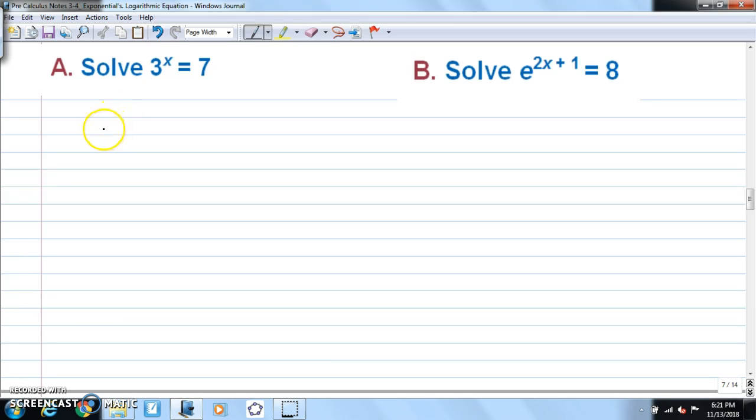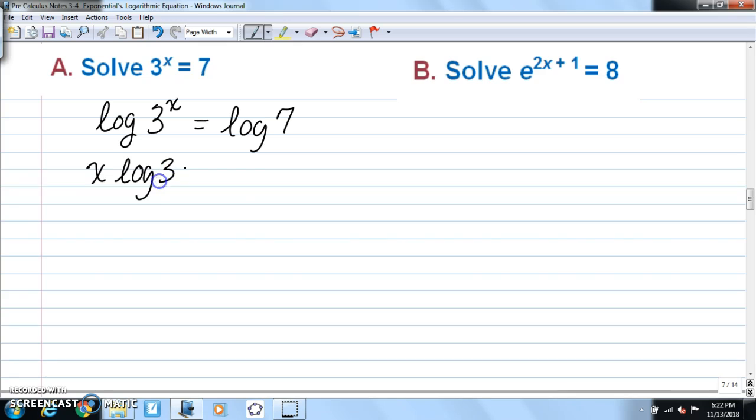It's kind of like multiplying both sides of the equation by the same thing. I can take the log of both sides of an equation here. You're applying the same operation to both sides of the equation. So if I take the log of this side and the log of this side, then I know that I have this x that's a power that can come out in front. So it's x log of 3 equals log of 7.